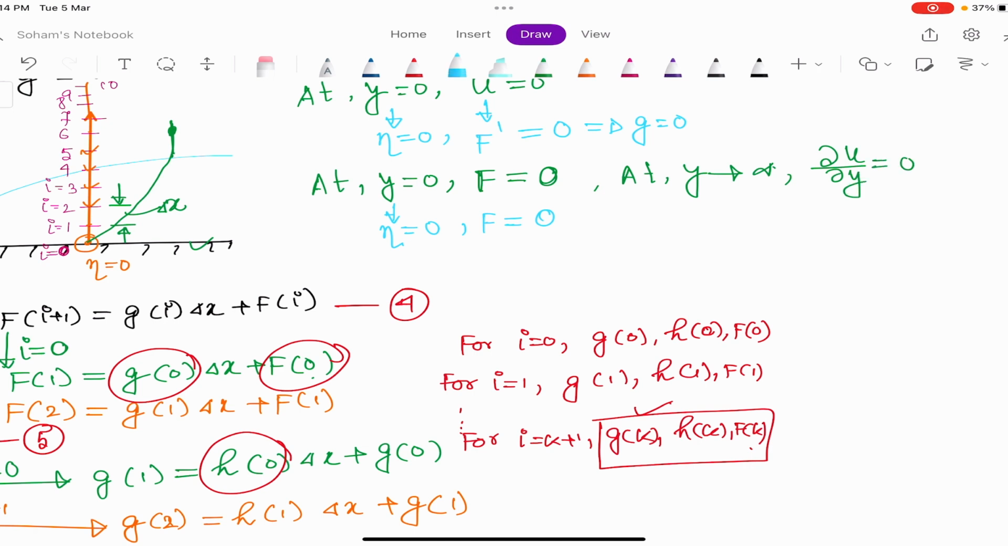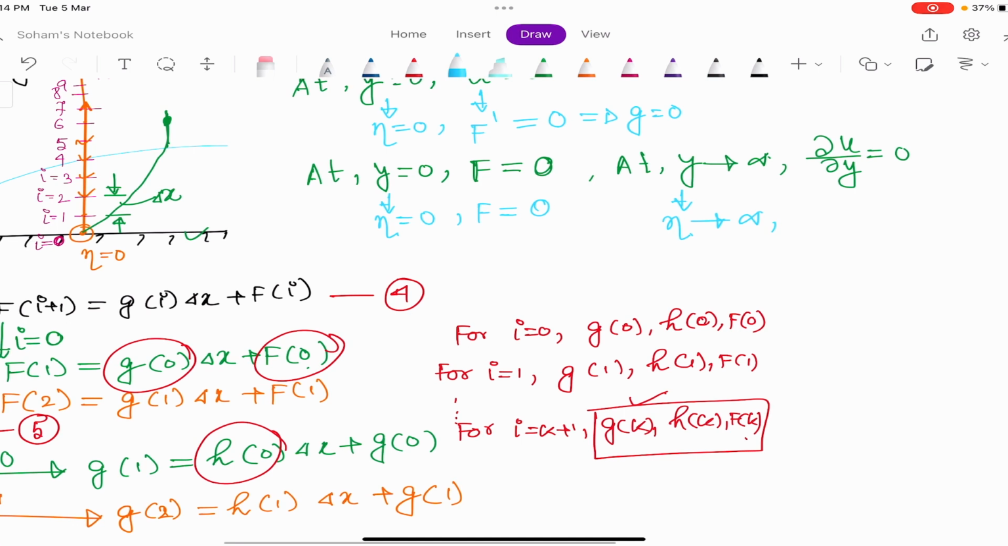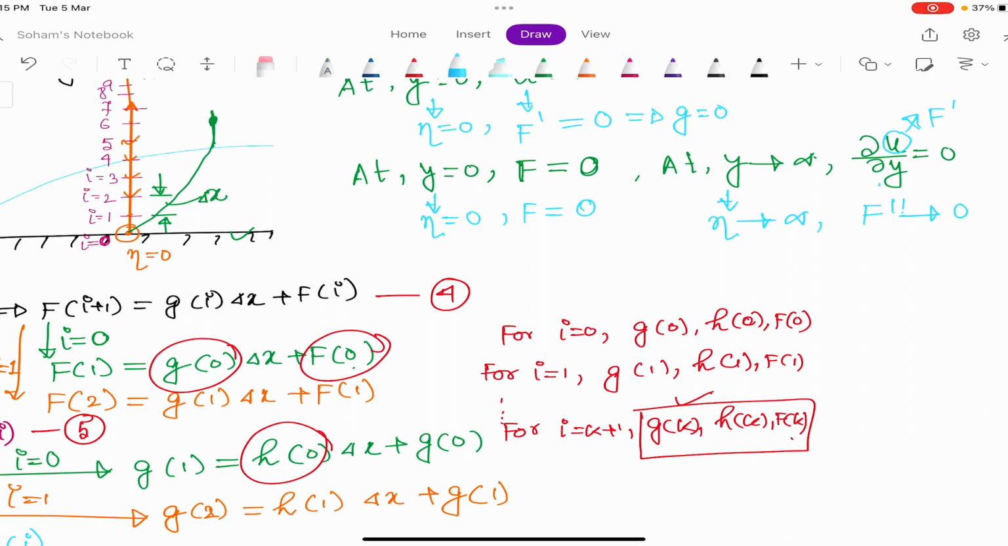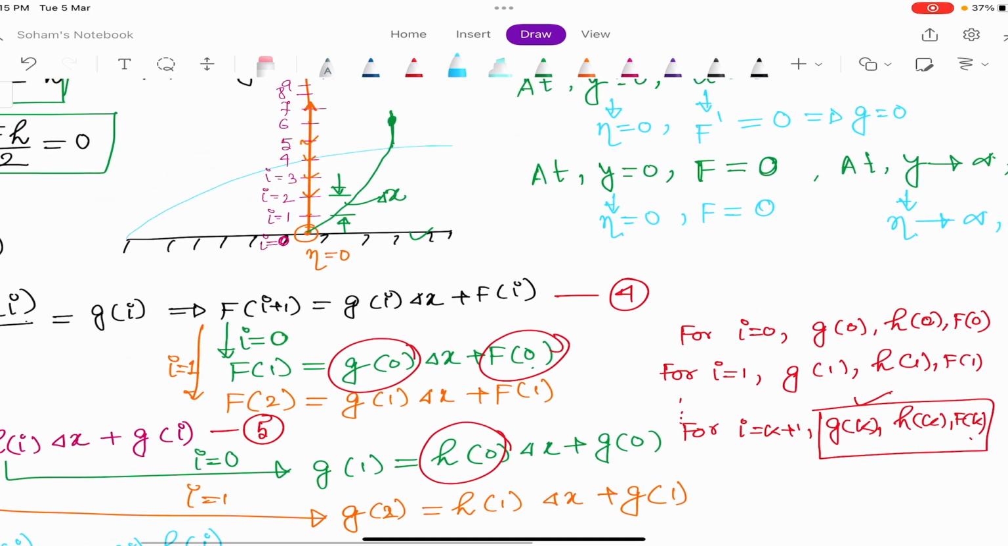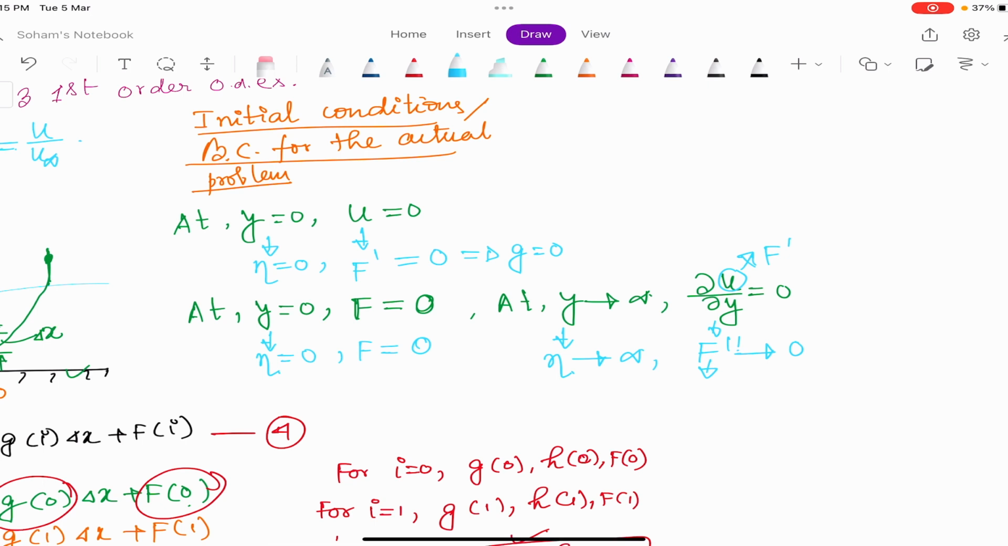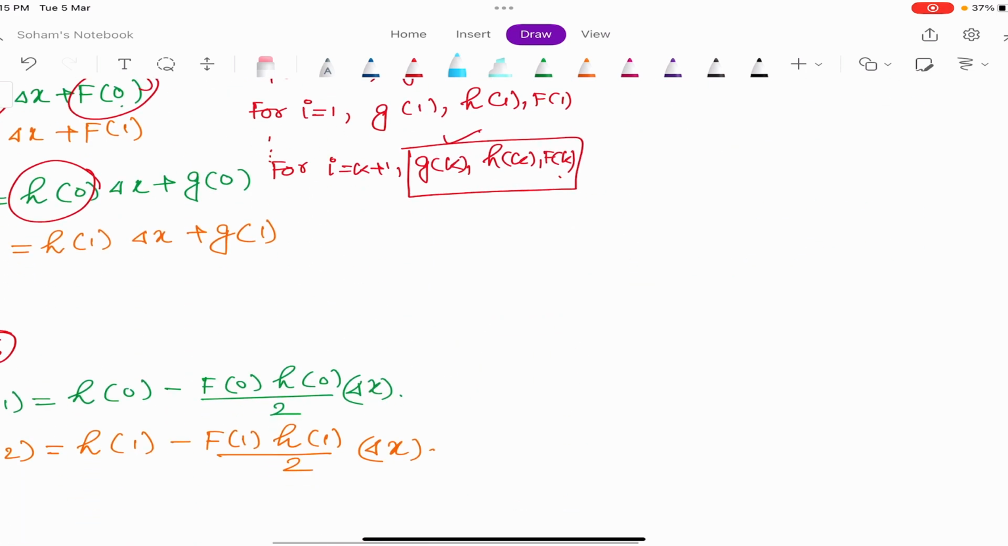So now you tell me, if y is analogous to eta, so y tending to infinity maps to eta tending to infinity, and if u is analogous to f dash, then the slope is another derivative. So f dash will tend to 0, and f double dash, sorry, f double dash is h. So this means at eta tending to infinity, h of infinity should tend to 0. So these three conditions we have.